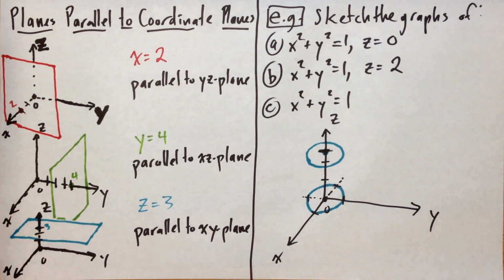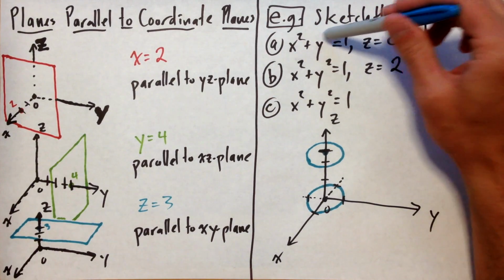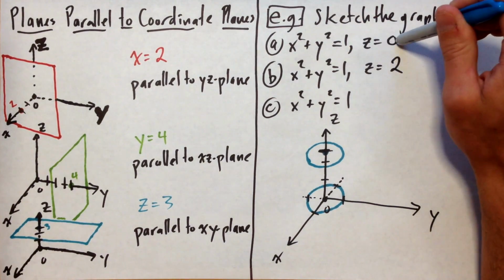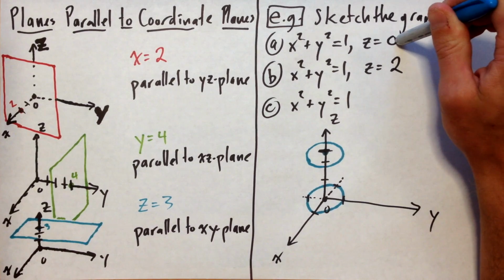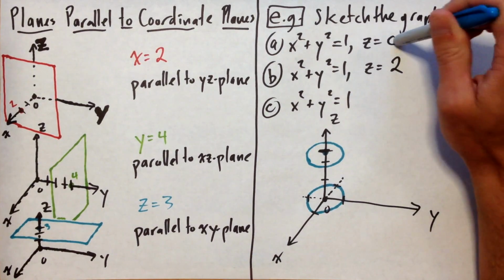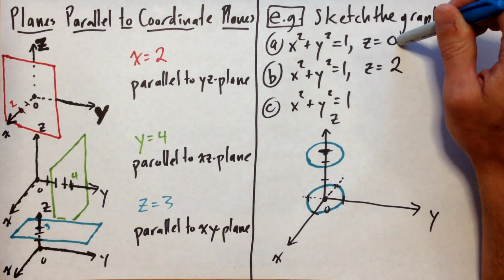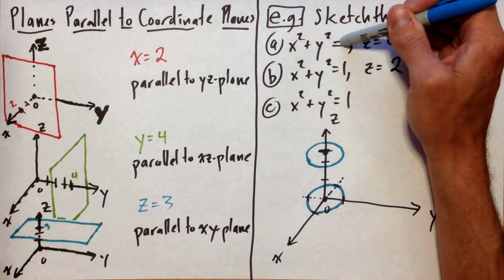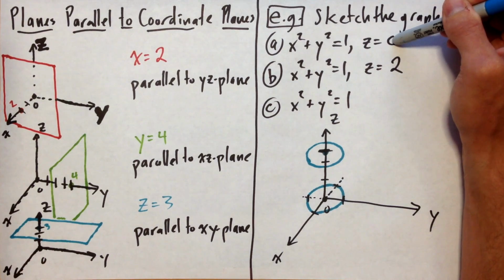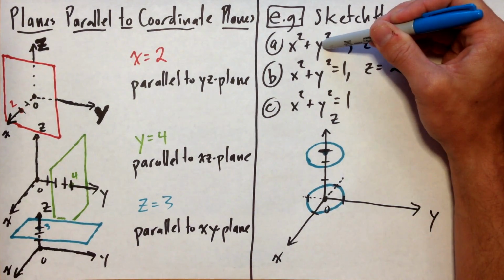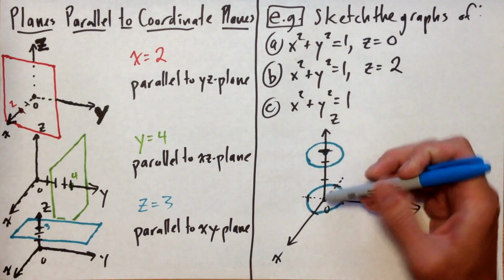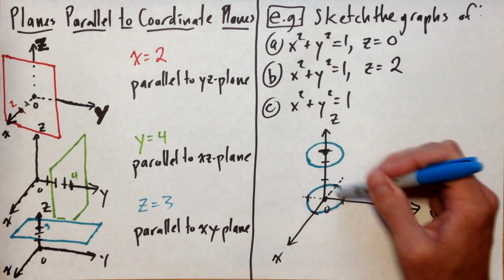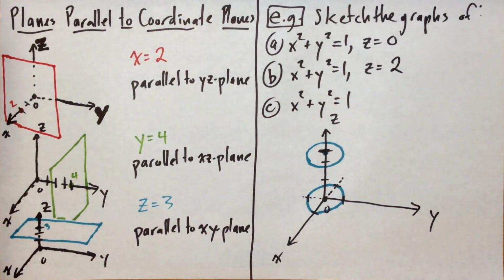So we can sketch some graphs of simple curves if we restrict ourselves to working in a single plane. So for example, over here, let's sketch the graph of x squared plus y squared equal to 1, where z is equal to 0. So that means that we're sitting in the xy plane. That has z equal to 0. So then I'm just sketching x squared plus y squared equal to 1 in the xy plane, which is just a circle centered at the origin of radius 1. Well, here it is. This is supposed to be sitting on the xy plane.